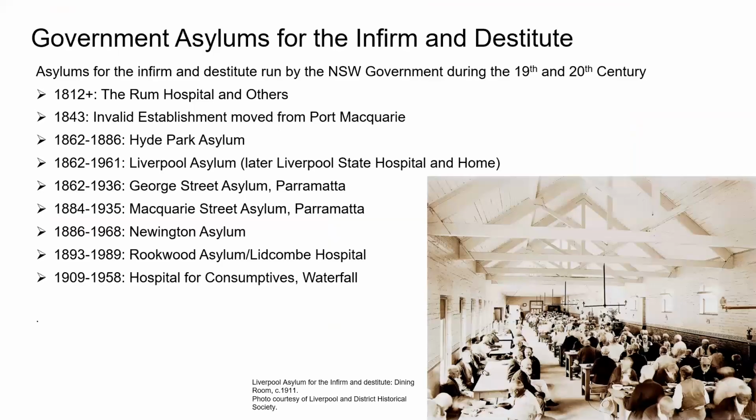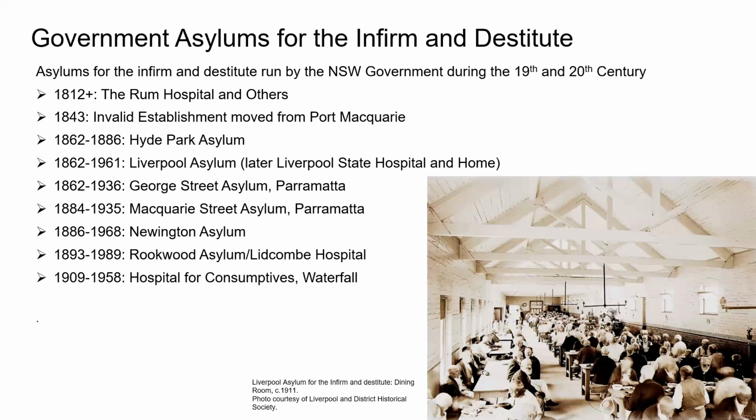Now looking at the patient records we hold for government asylums for the infirm and destitute. The government care for the infirm and destitute did begin early in 1812 with the establishment of the Rum Hospital. However, primarily before 1862, care for the infirm and destitute was provided by non-government organisations. It wasn't until 1862, when the government established a government asylums for the infirm and destitute branch within the Colonial Secretary's department, that the government did start to assume responsibility for the care.